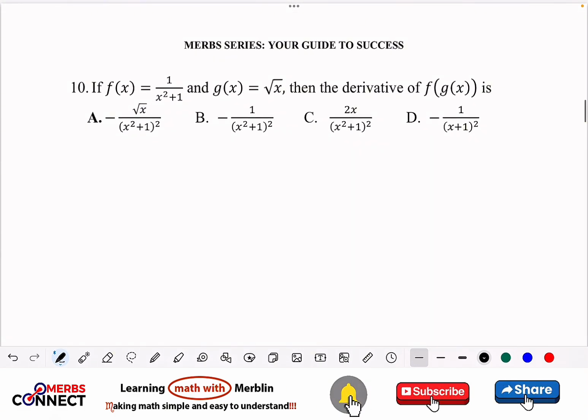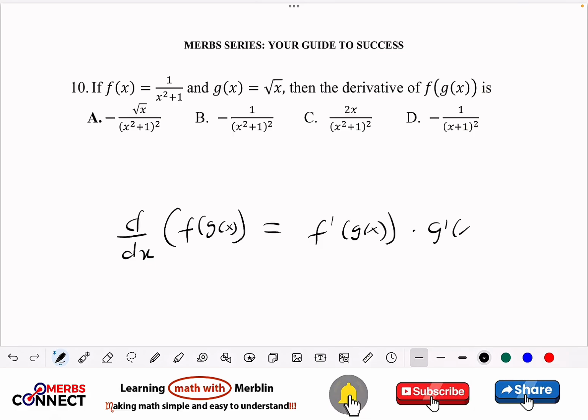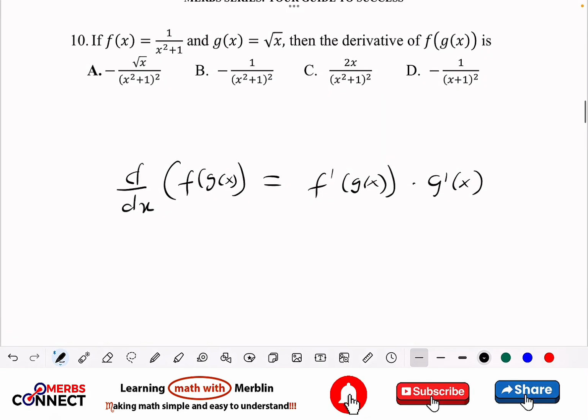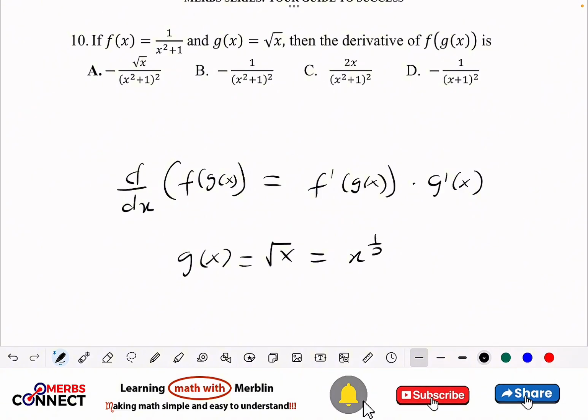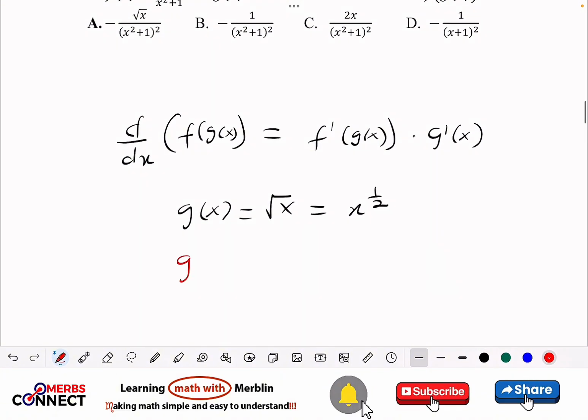Let's look at this one too. We want to take the derivative of this composite function, so we want to differentiate f of g of x. We've done something similar. This is the same as f prime of g of x times g prime of x. So g of x is given, which is equal to square root of x, which is the same as x to the power 1 over 2. So we need g prime. Let's use the power rule to apply to this. So this is going to be 1 divided by 2 times x to the power 1 over 2 minus 1.